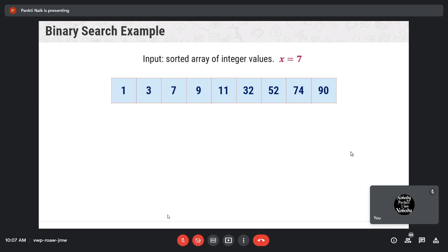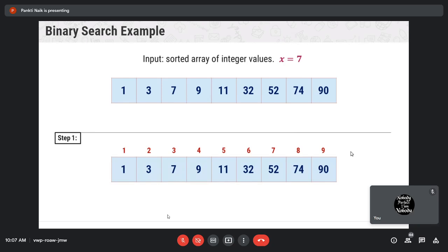So this is our sorted array input. Now the first step is to find the approximate midpoint. First step is to give an index to your array. Then the next step is to find the mid value, the mid element of the array. There are a total of 9 elements in our array. So the mid value is at position 5. So this is our midpoint of this array.